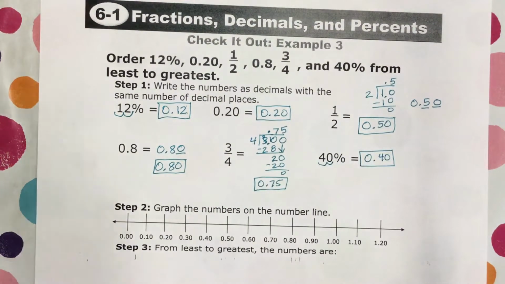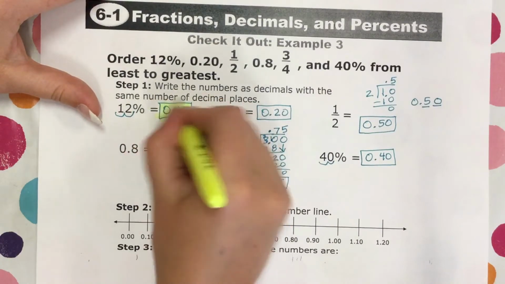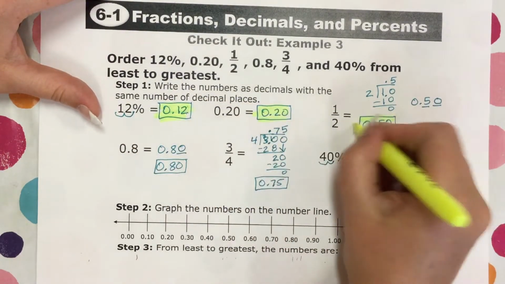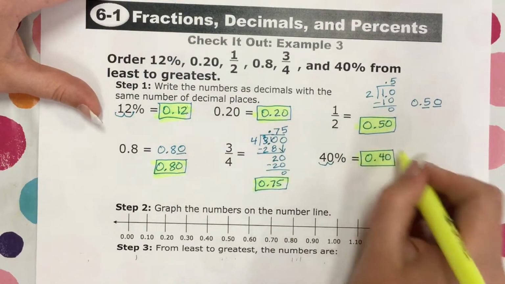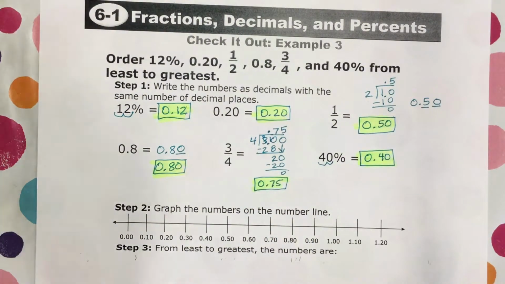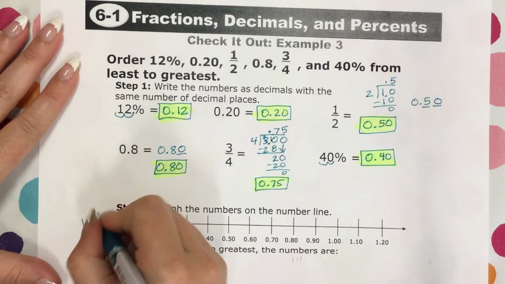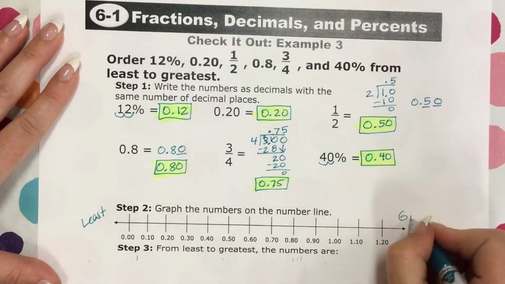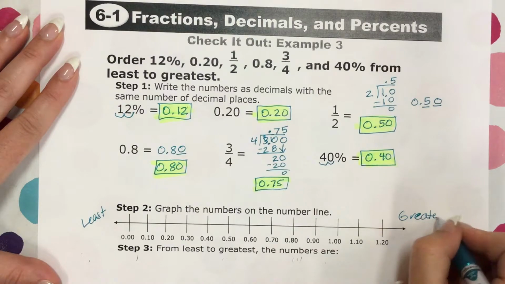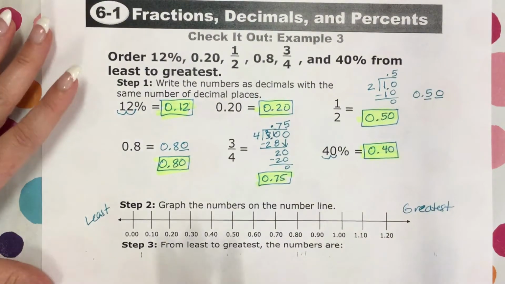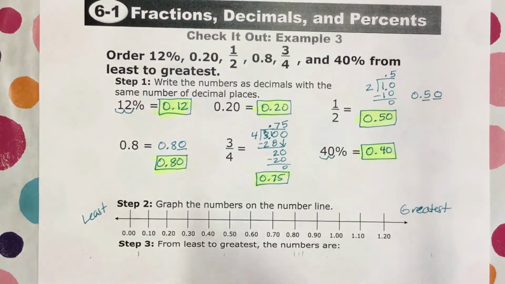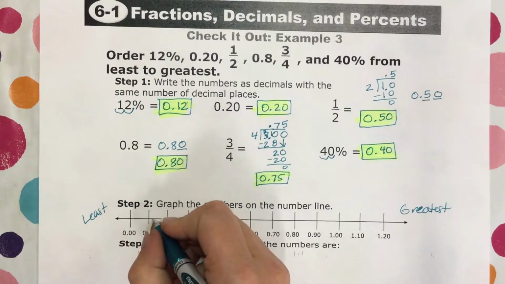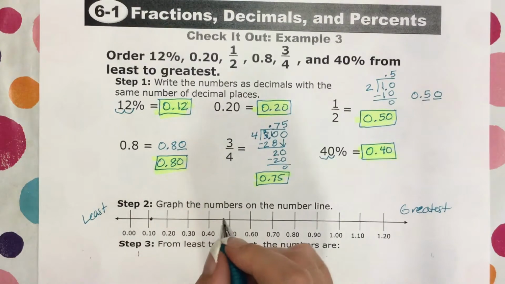Okay, so now I have all of my decimal equivalents that have the same amount of decimal places. So I'm going to graph these decimals on my number line, remembering that the numbers to the left are the least and the ones to the right are the greatest. The first one is going to be 0.12. 0.12 is between 0.10 and 0.20, so it's going to be right about there.